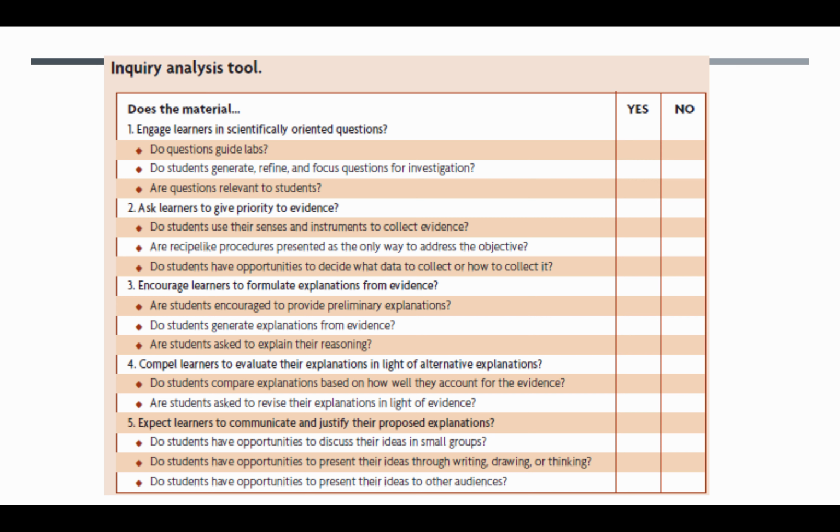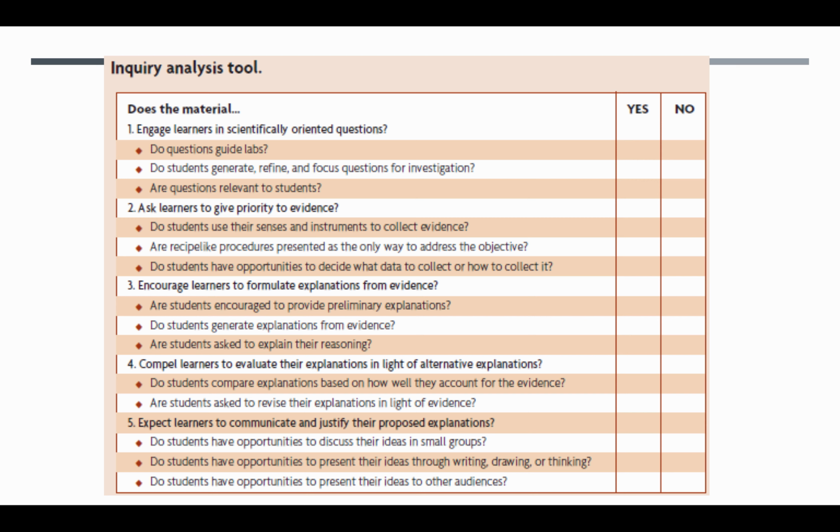This week there's also an article that you will go through and read, and this inquiry analysis tool is explained in that article, but we're going to go ahead and jump in and use this. As you look at this, you should already notice that it's aligned to the essential features of inquiry that we've been discussing in week 1 and week 2.